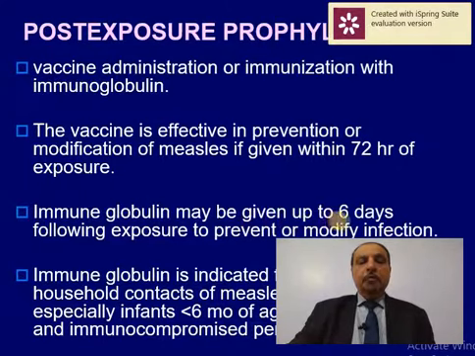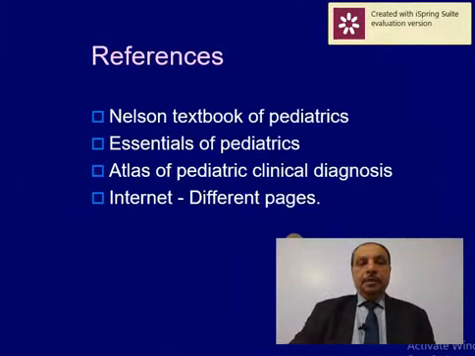Immunoglobulin may be given up to 6 days following exposure to prevent or modify the infection. As much as possible, you give it earlier during the incubation period, or the earlier the better during the disease. Immunoglobulin is indicated for susceptible household contacts of measles, especially infants below 6 months of age, as we mentioned, because of this risk factor, pregnant women, and immunocompromised patients.